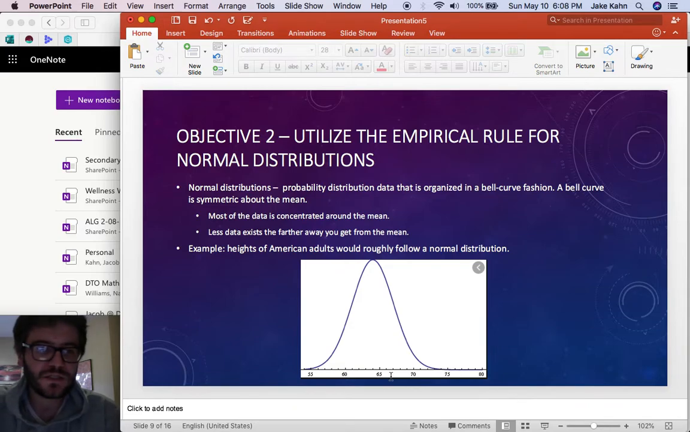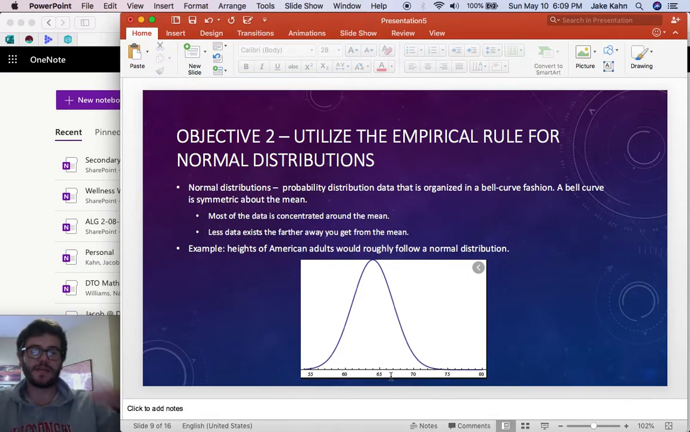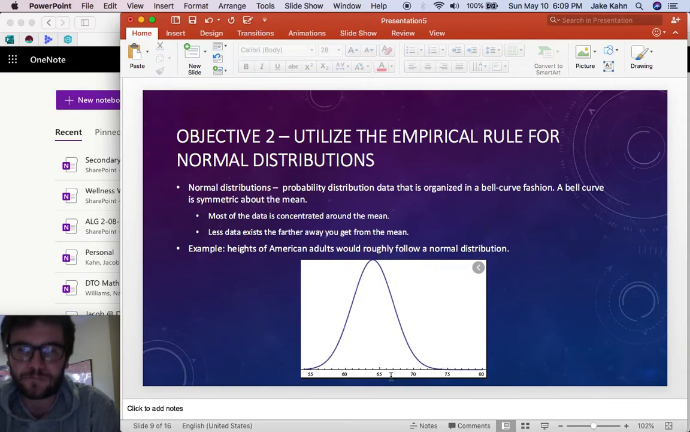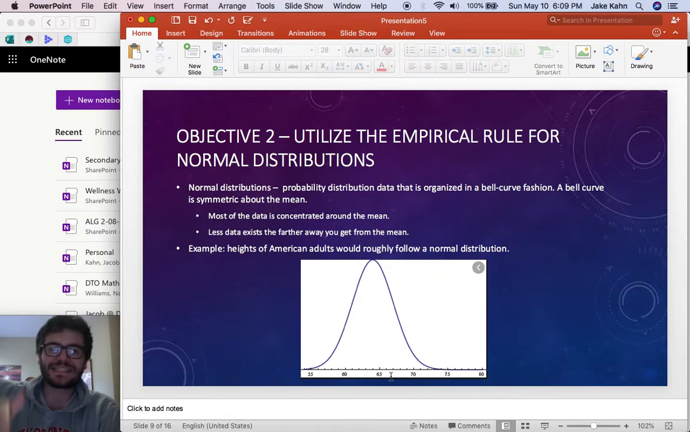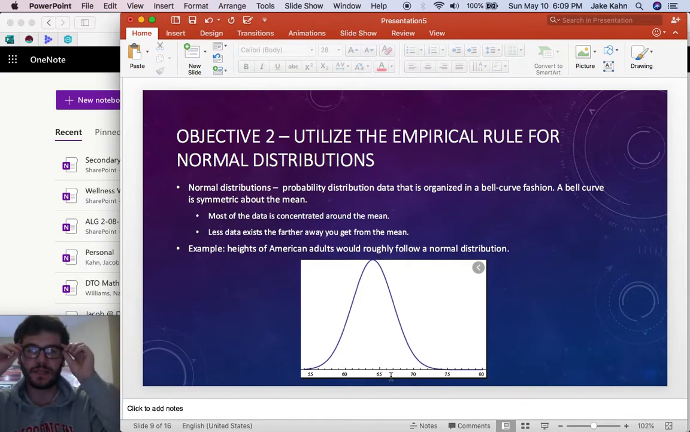First of all, normal distributions, what are they? Well, they are bell curves, in other words. It is a probability distribution that is organized in a bell curve fashion, where you have the highest point at the center, and then it tapers off at the ends. You can see a picture right in front of you on this slide. A bell curve is symmetric about the mean. So the mean is in the center of this bell curve that represents a probability distribution, and it's symmetric. It's the same on the right and the left side of the mean.